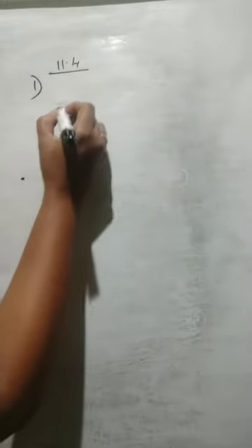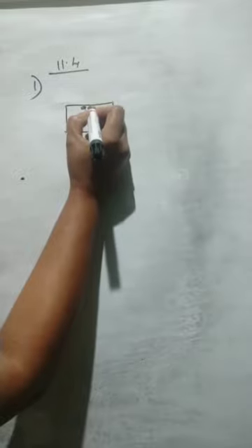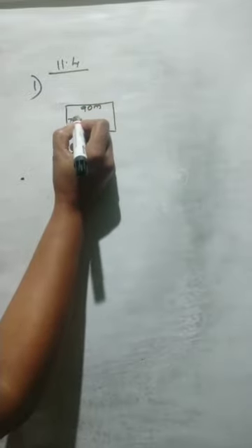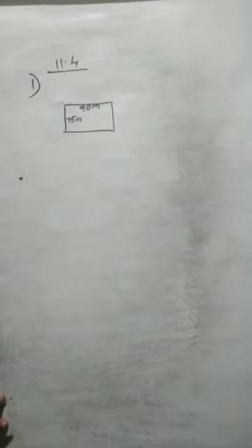Now we can discuss 11.4 first question. A garden is 90 meter long and 75 meter broad. So, a garden 90 meter long and 75 meter breadth. Then, a path 5 meter wide is to be built outside and around it.